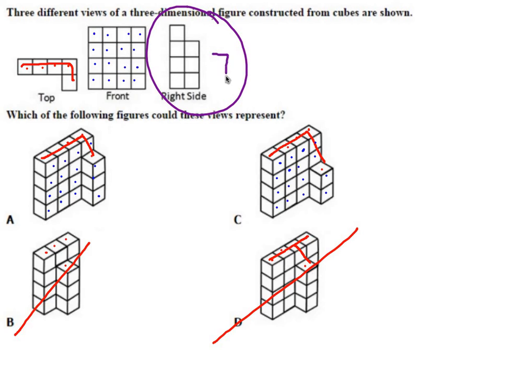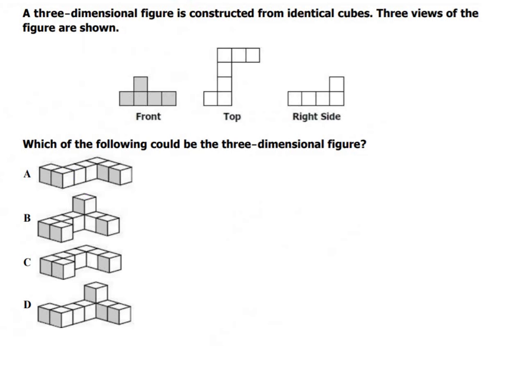And I am supposed to have 7 blocks on the side. 1, 2, 3, 4, 5, 6, 7. Let's go through and count. A has 1, 2, 3, 4, 5, 6, 7. So that's a very good sign. C has 1, 2, 3, 4, 5, 6. So that one is out. My answer is A. Let's do one more of these questions.